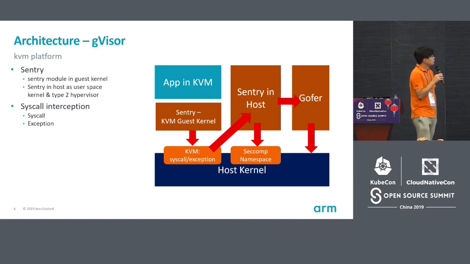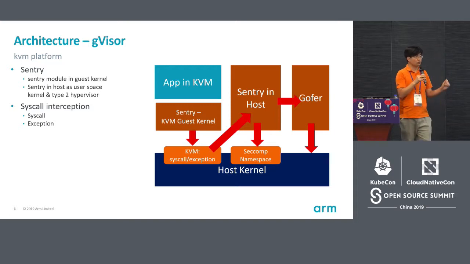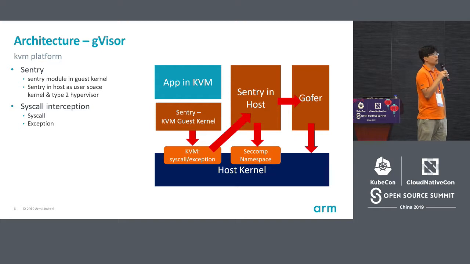So we can have a look at the left-hand introduction. For the user space kernel, first it provides a Sentry module in the guest kernel, and then in the guest kernel, it will have the vCPU configuration, the list of the exceptions, and then how to exit from the virtual machine. So those are all very different from the x86 platform.